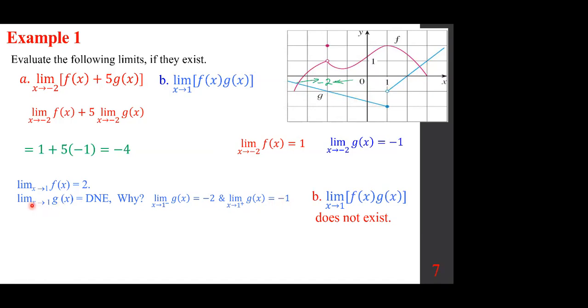So because this limit doesn't exist, because the two are not equal, that's the reason. Therefore, the limit of the product doesn't exist. Okay, class? Therefore, the limit of the product doesn't exist. And I can't emphasize this enough. Okay.